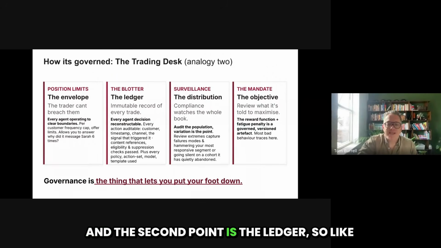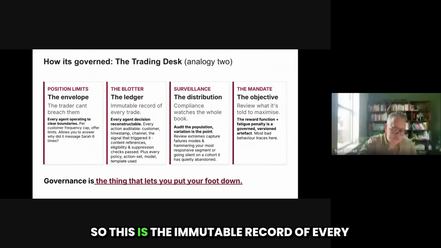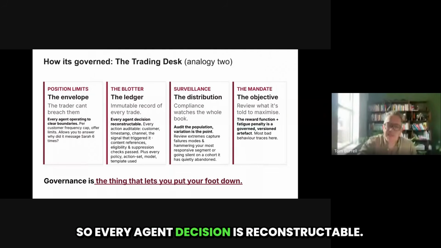The second point is the ledger, like the blotter. This is the immutable record of every single trade. So every agent decision is reconstructible.